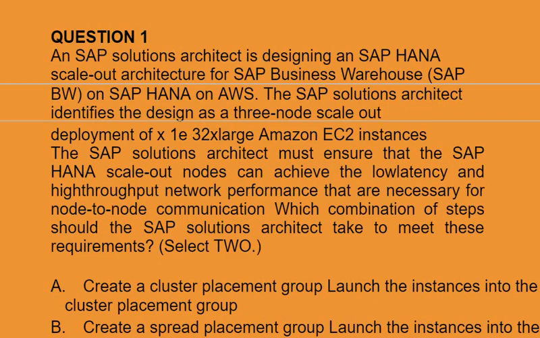Question is: an SAP solution architect is designing an SAP HANA scale-out architecture for SAP Business Warehouse, SAP BW on SAP HANA on AWS. The SAP solution architect identifies the design as a three-node scale-out deployment of X1E 32xlarge Amazon EC2 instances. The SAP Solutions Architect must ensure that the SAP HANA scale-out nodes can achieve the low latency and high throughput network performance that are necessary for node-to-node communication.